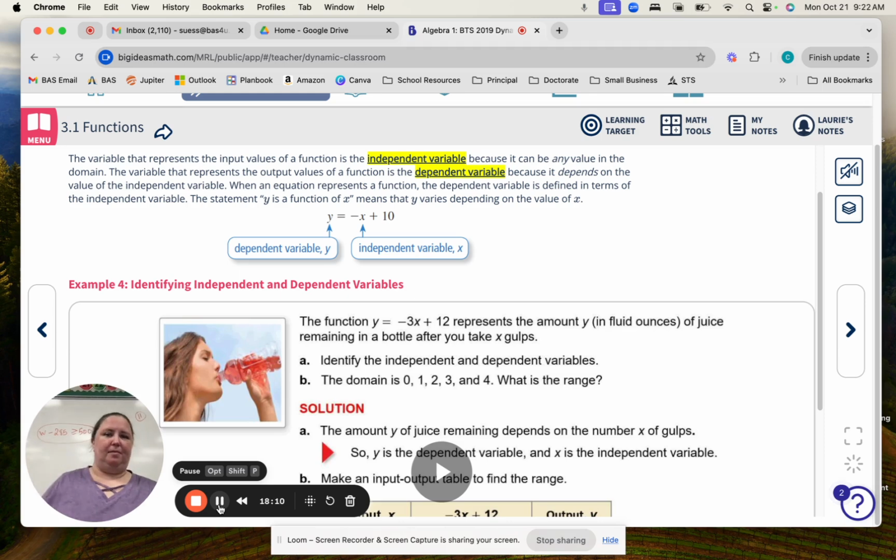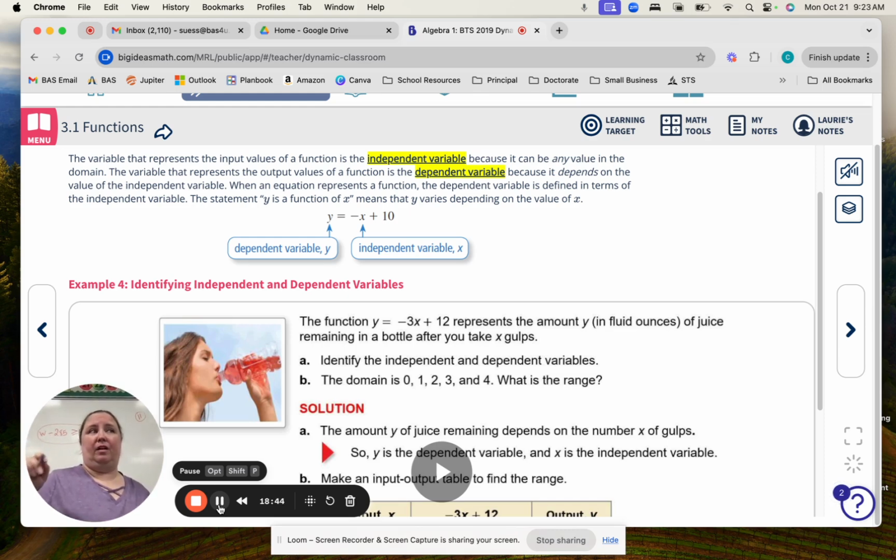All right, so the last vocab part to this is independent variable versus dependent variable. Those just sound like fancy words. The independent variable is always going to be your input, the variable that represents your input. So the letter that represents independent would be x. Independent equals input, which equals x.